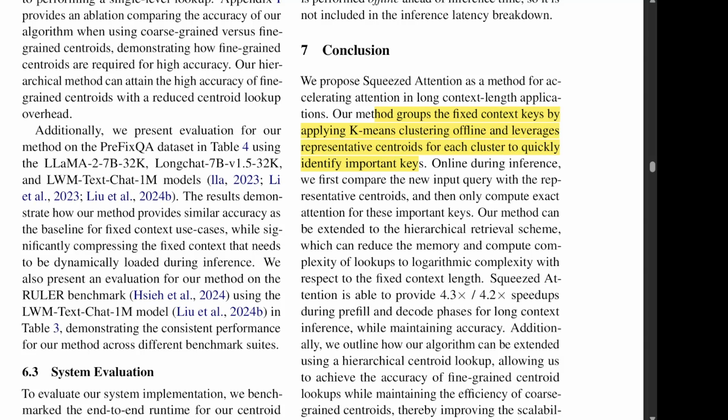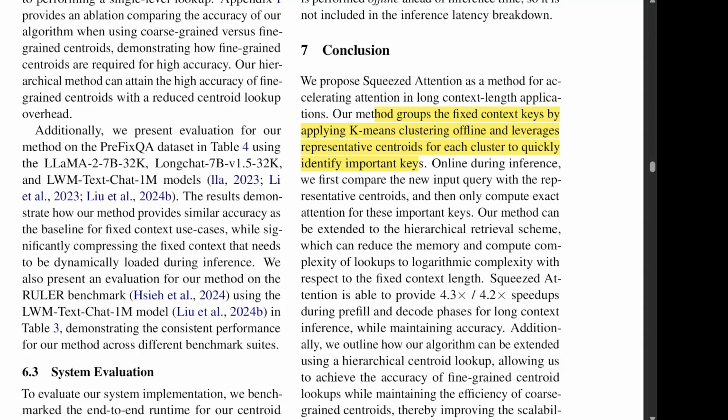Okay, makes sense. All right, the big reveal, the results. Did squeezed attention actually deliver? Accuracy? Speed? The results are pretty impressive, actually. On the accuracy front, they showed squeezed attention preserves accuracy remarkably well while being much more efficient.